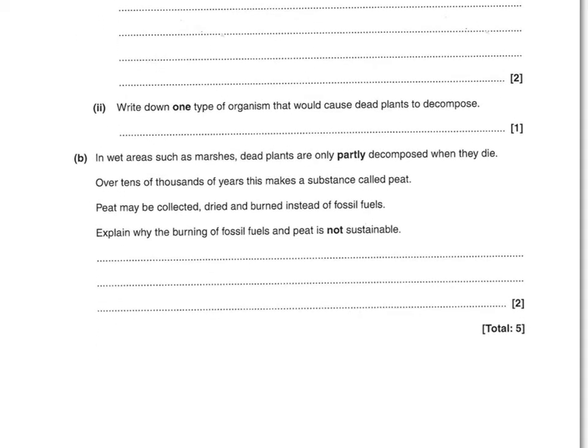In wet areas such as marshes, dead plants are only partly decomposed when they die. Over tens of thousands of years, this makes a substance called peat. Peat may be collected, dried and burned instead of fossil fuels. Explain why the burning of fossil fuels and peat is not sustainable. And there's 2 marks here. So first mark saying it will run out. And the second mark saying that because it takes a long time to form as well. So the fact it will run out because it will take a long time to form, those are your 2 marks. You could say that it's burned faster than it's made. That will also get you the 2 marks.